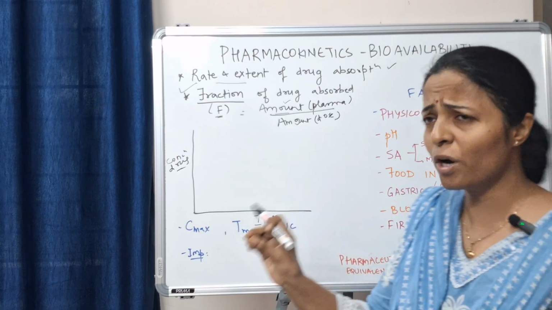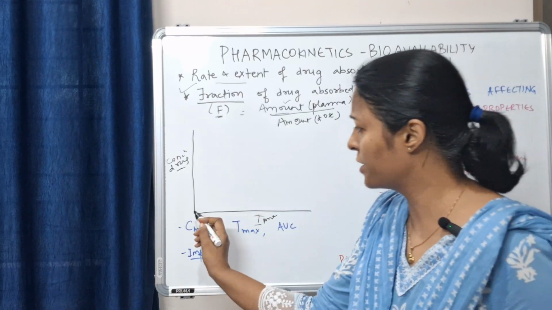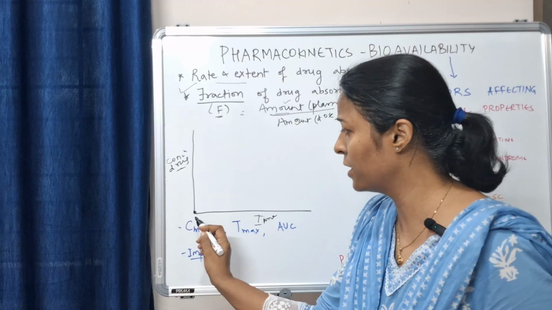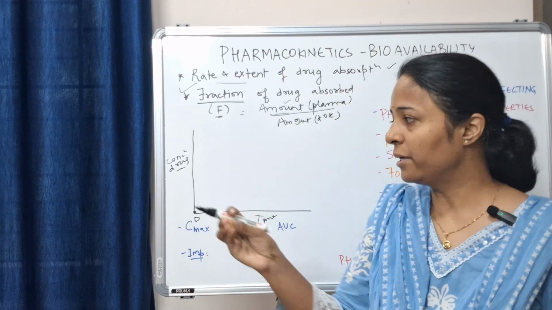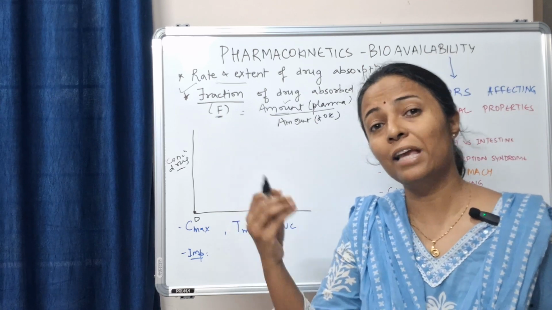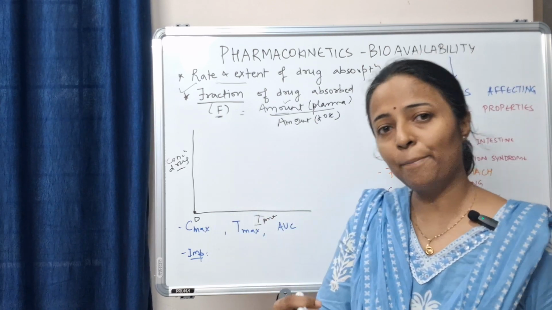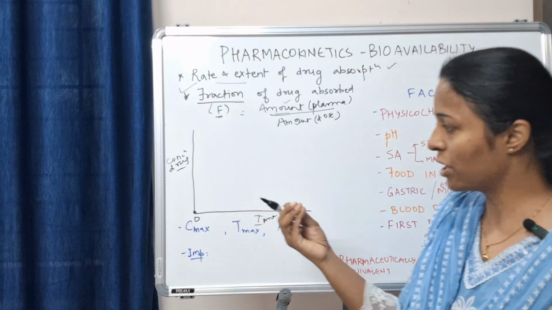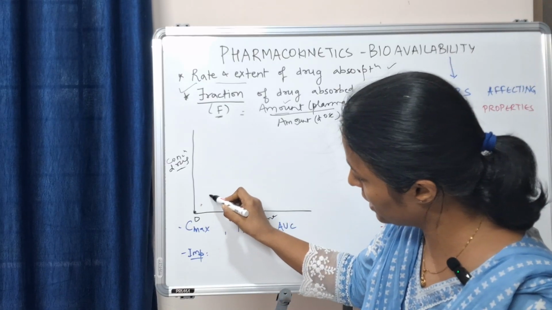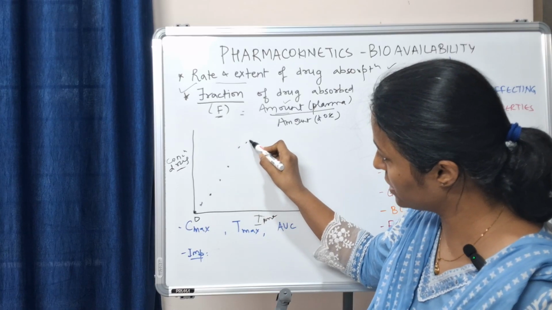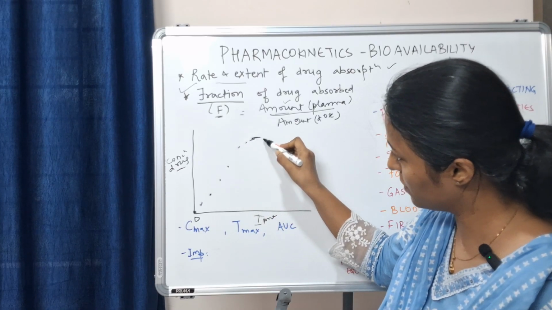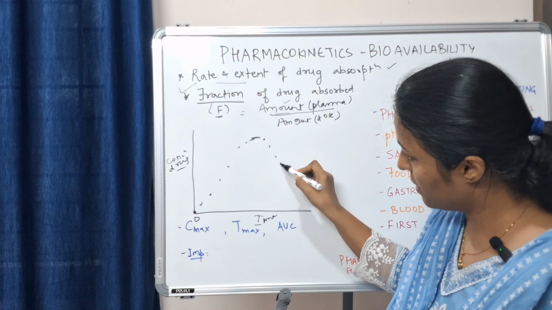We can only take a sample from the plasma and determine the concentration of the drug. Okay. So what we do after administering the drug, say suppose orally we have given a drug at time 0, then in some time interval, say suppose after 30 minutes or every 1 hour, we take a sample of the plasma and determine the drug concentration. So it will slowly rise if we have given orally. It will reach a point which is maximum. It will stay there for some time and then it will come back.